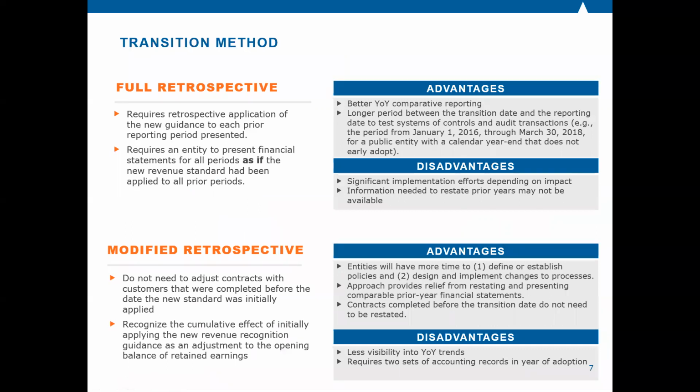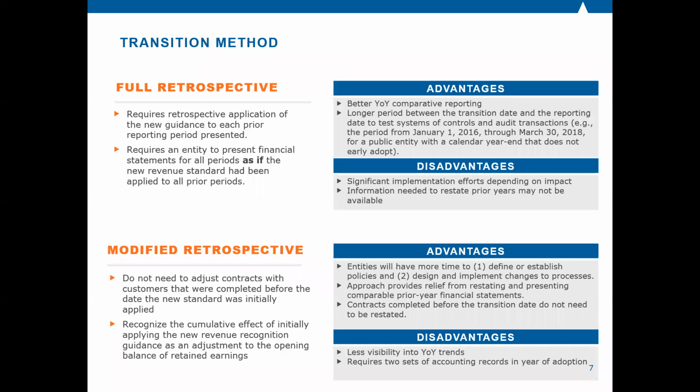So just to cover some more terminology, as I mentioned in the timeline slide, the transition alternatives that an entity must choose between when applying the new guidance include the full retrospective transition method and the modified retrospective transition method. These two methods are key starting points, and picking one that is fit for the business with the least amount of disruption will take time and analysis before ultimately making a decision.